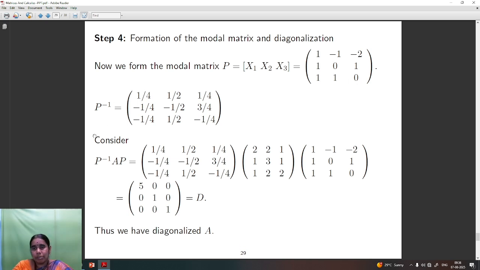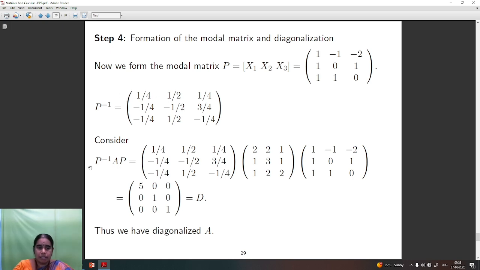P inverse is nothing but 1 by modulus of P into adjoint of P. Same as in problem number 1, we are finding P inverse. First we find 1 by modulus of P separately. For this P we take the modulus value. Then for each and every element we calculate the cofactors. Thus the adjoint matrix is this, and thus P inverse is equal to this.